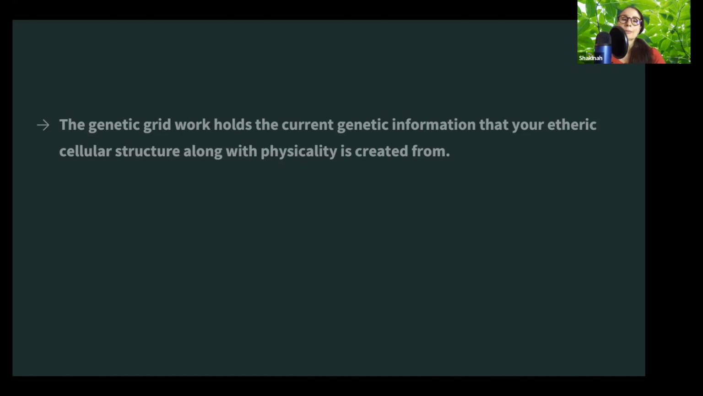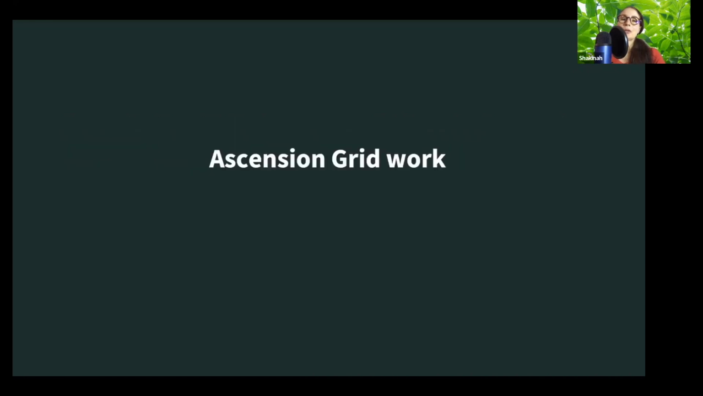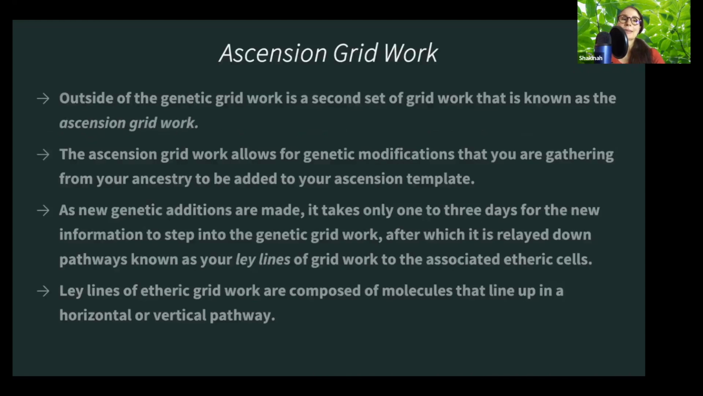Ascension grid work. Outside of the genetic gridwork is a second set of gridwork that is known as the ascension gridwork. The ascension gridwork allows for genetic modifications that you are gathering from your ancestry to be added to your ascension template. As new genetic additions are made, it takes only 1 to 3 days for the new information to step into the genetic gridwork, after which it is relayed down pathways known as your ley lines of gridwork to the associated etheric cells.